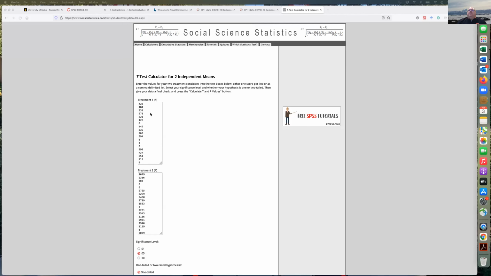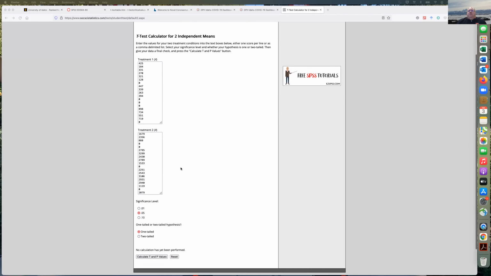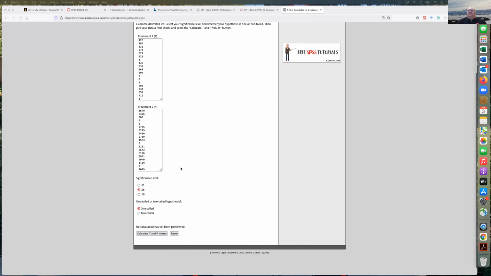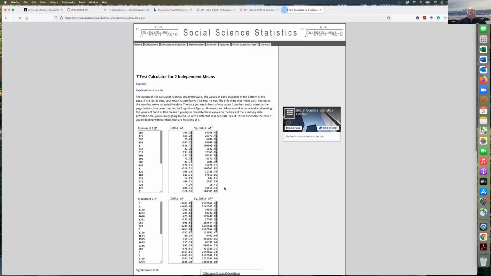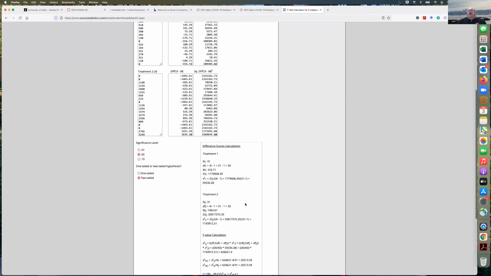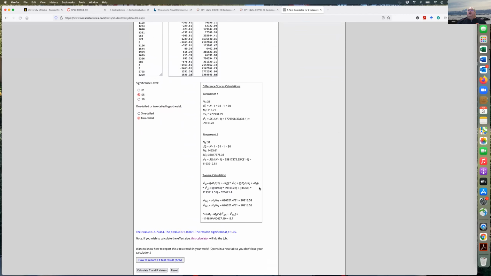And what I've done is I've come in and put in the data. And we're going to run this at the 0.05 significance, and we're going to do it two-tailed. And then click on this, and then your data is run. It's going to come out with your means. And through all of these calculations, it takes you down to where you get a t-score of minus 5.7. And what this calculator will then tell you is that the results are significant.